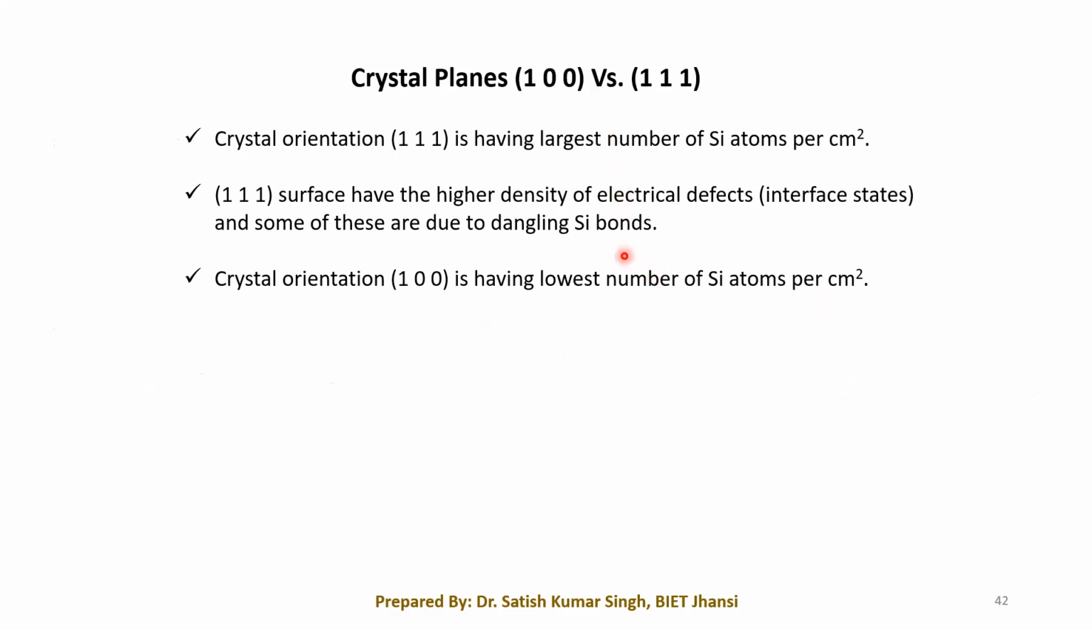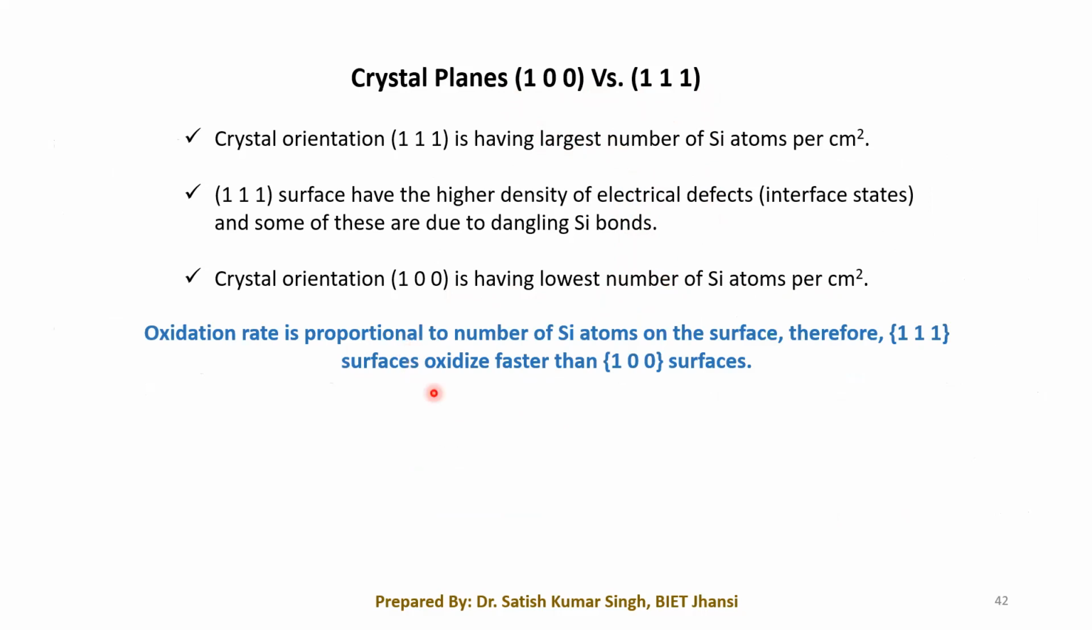Now, if these are the different properties, how will it affect whether we should choose the 100 plane or the 111 plane? That we have to look at. Basically, I told you about the planar process, in which we do the oxidation of the silicon and it forms the SiO2 layer, which has the masking property I explained.